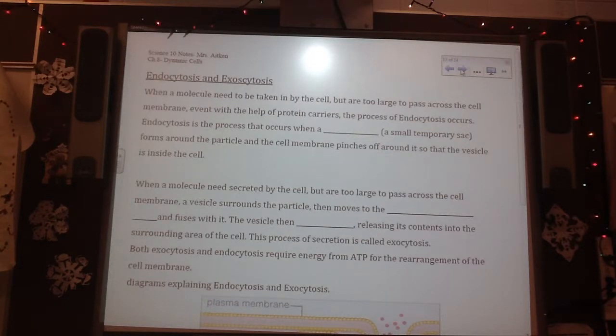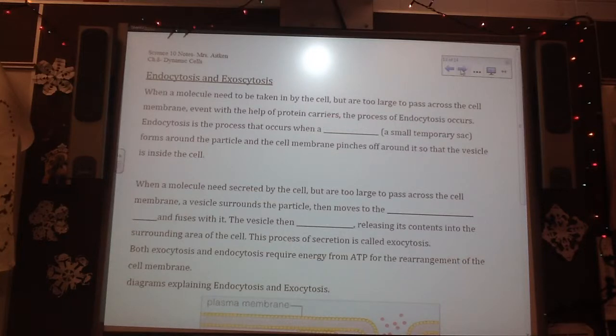So that's just like the vesicle. You put it all in the one vesicle and you transport it out. Or sometimes you need to transport it in. So that's what endocytosis and exocytosis is: the transportation with the vesicles, okay?